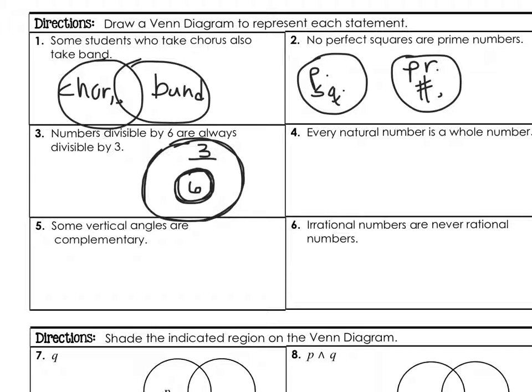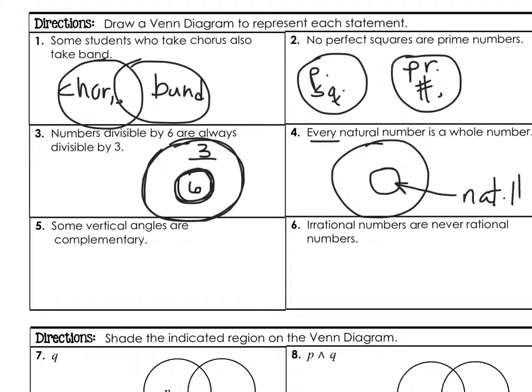Okay, number 4, every natural number is a whole number. Again, this is a circle inside a circle because we have the word every. So we have to decide what goes inside the little one and then inside the larger one. So every natural number is a whole number. That word every tells us that we need to put natural number here, and whole number goes out here.